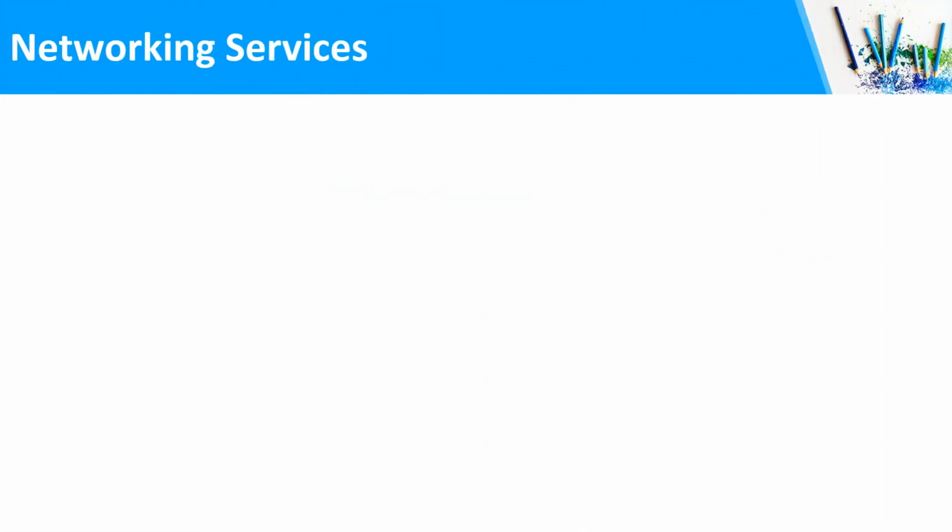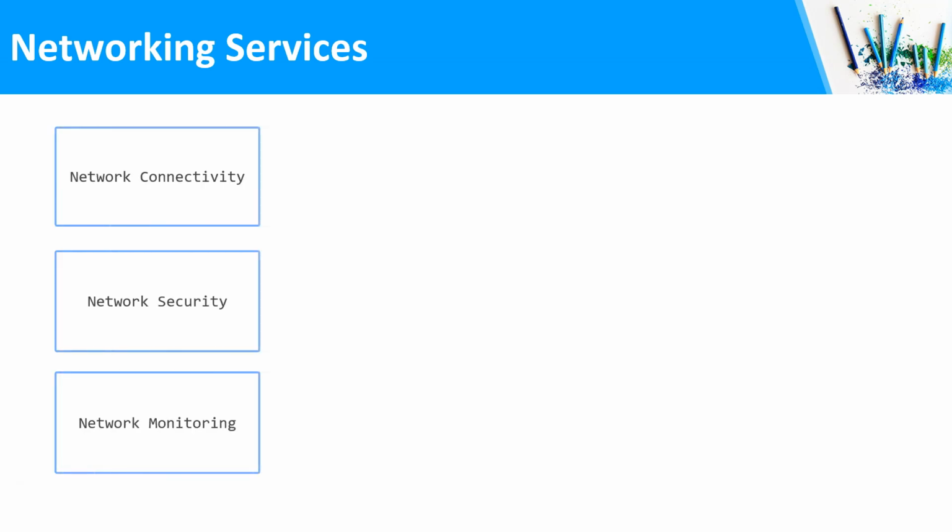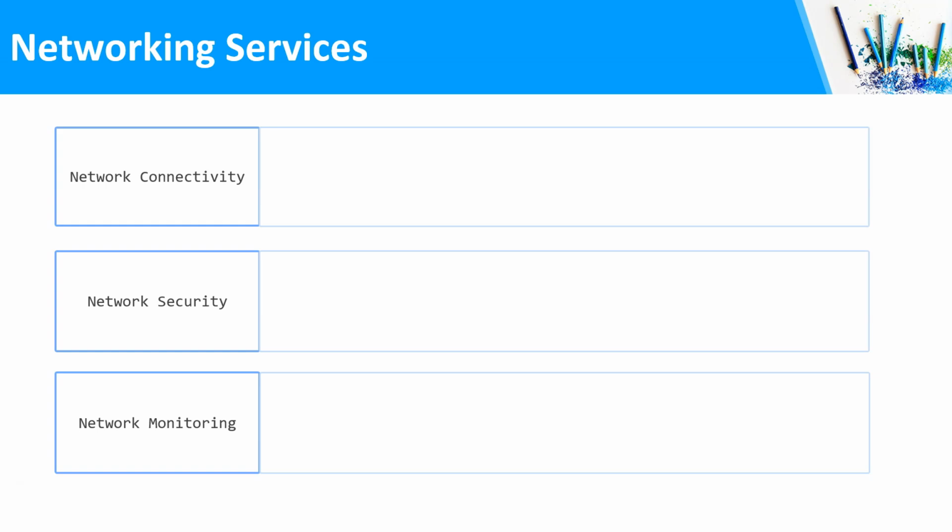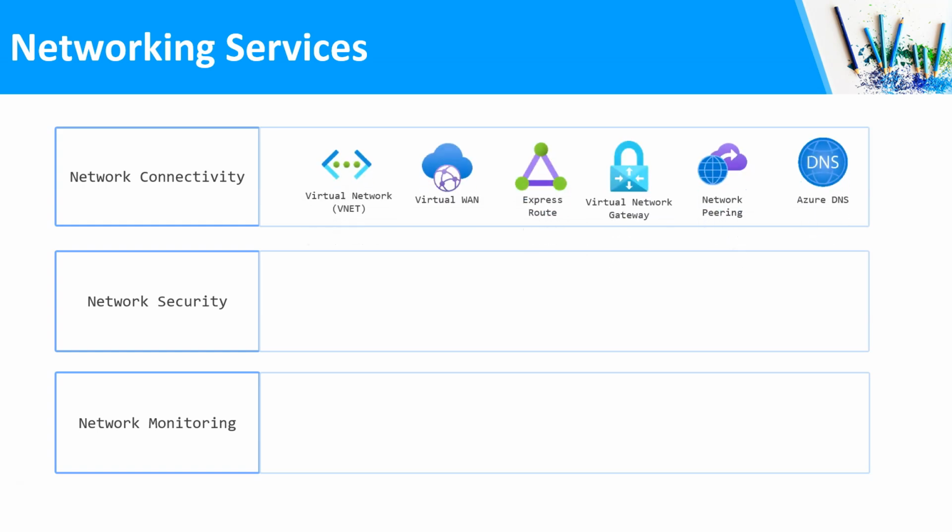Networking services. We will divide Azure networking services into three subcategories. They are network connectivity, network security, and network monitoring. Under network connectivity, we have many services that help to connect resources in and out of Azure. Some of them are virtual network, virtual WAN, ExpressRoute, VPN gateway, and Azure DNS.